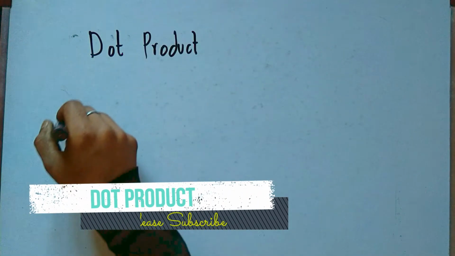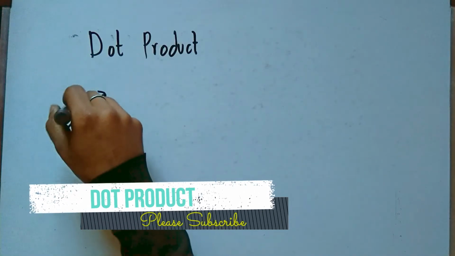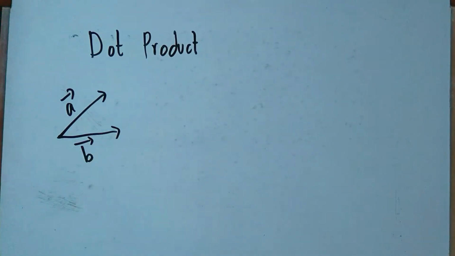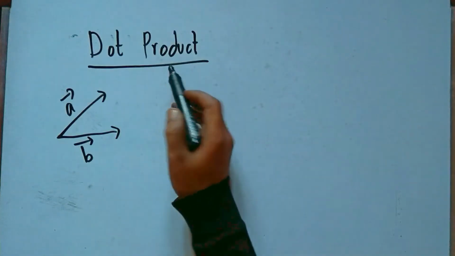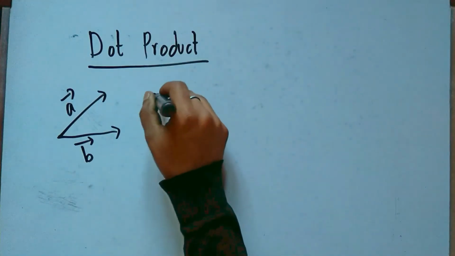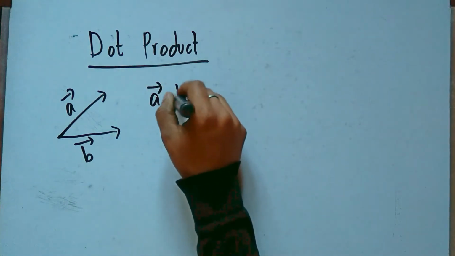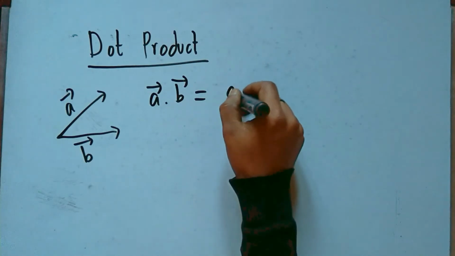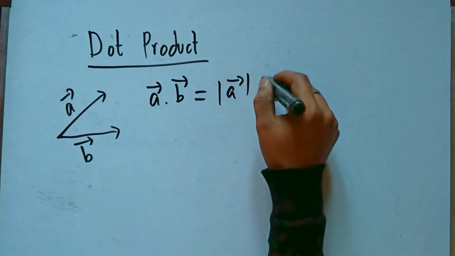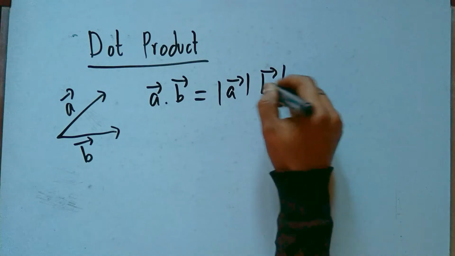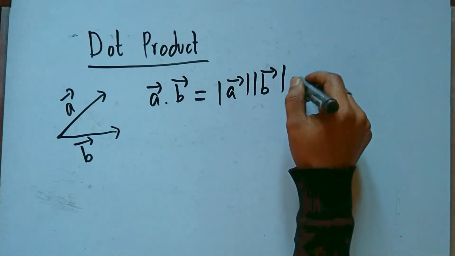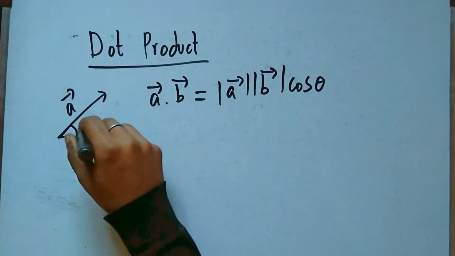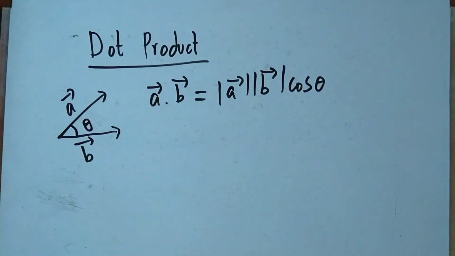Let us take two vectors, one is A, another is B. Then by definition of dot product, the dot product of vector A and vector B is equal to magnitude of vector A multiplied with magnitude of vector B times cos theta, where theta is the angle made between these two vectors.